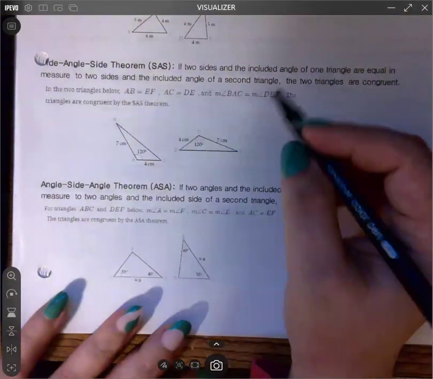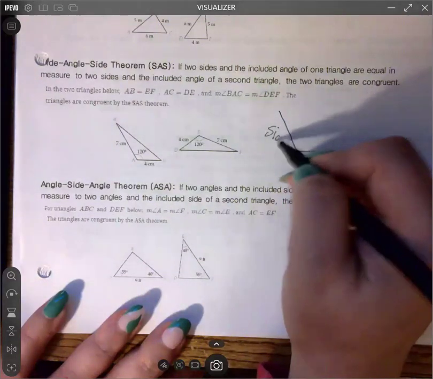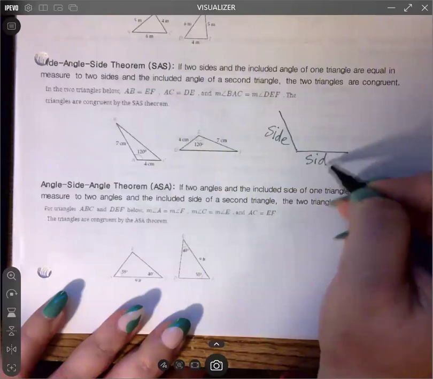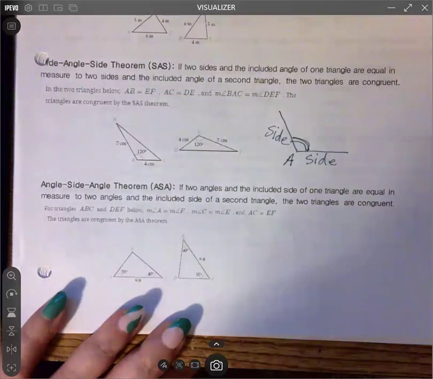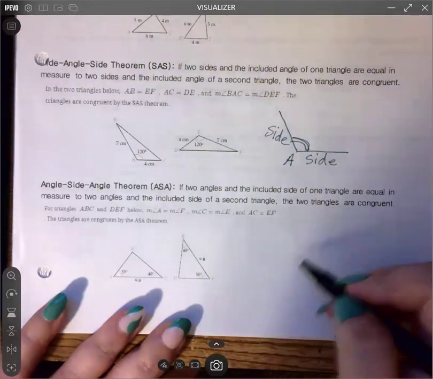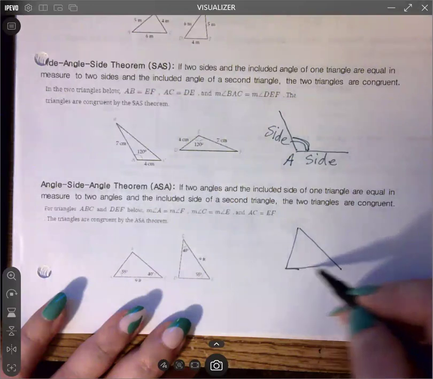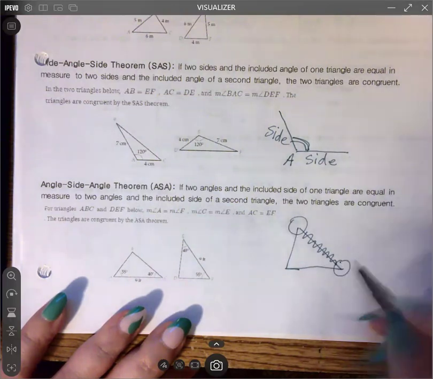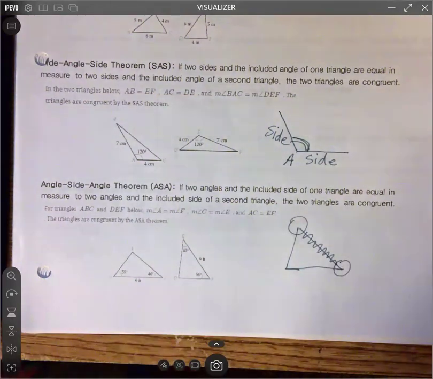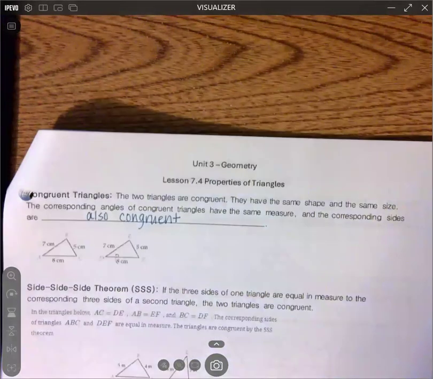For side angle side, it is important to note that the angle that we are talking about has to be between the 2 sides that we know. For angle side angle, again, the side that we're talking about has to be between the 2 angles that we know. The word included means between. Okay. So let's try a problem and you will see what I'm talking about.